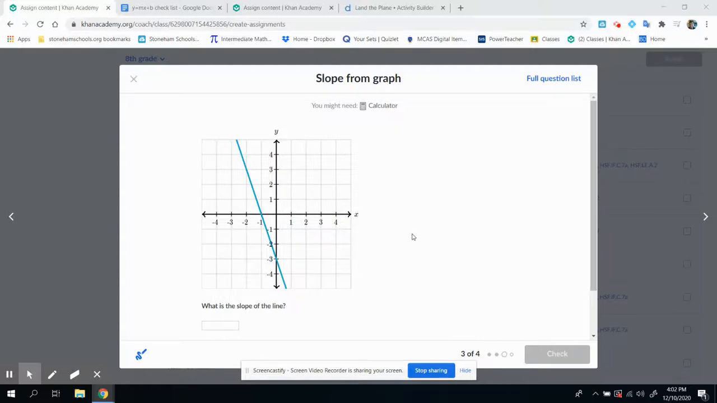All right, guys, so we've been working a lot with linear graphs here, graphs of lines. And so you have a couple Khan Academy assignments, and there's going to be a new Desmos assignment today. So I want to go over a few things.